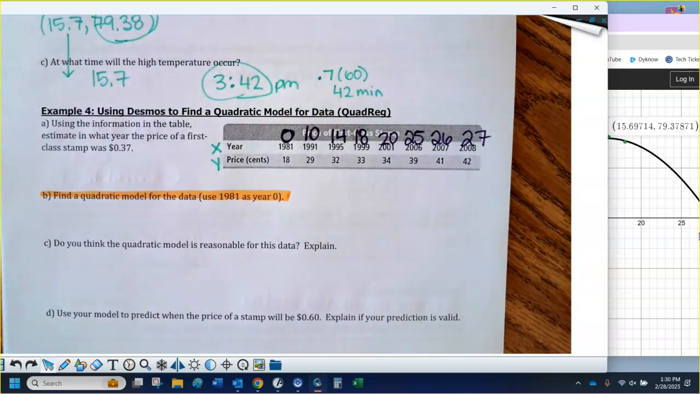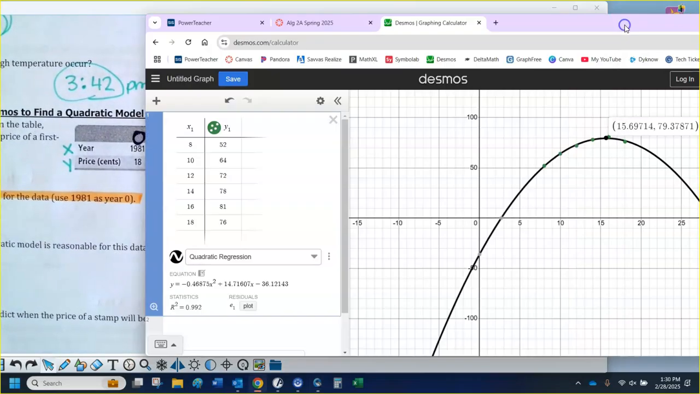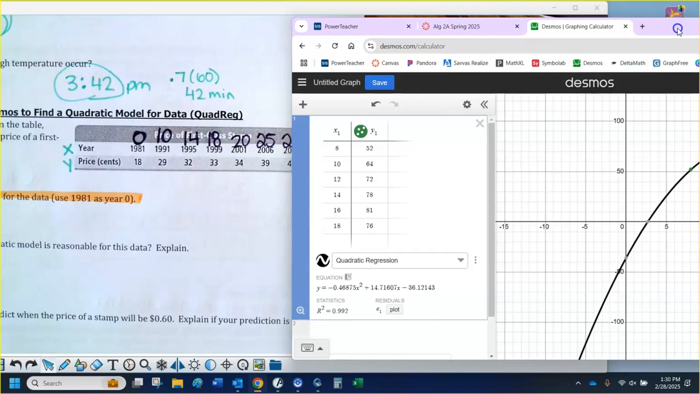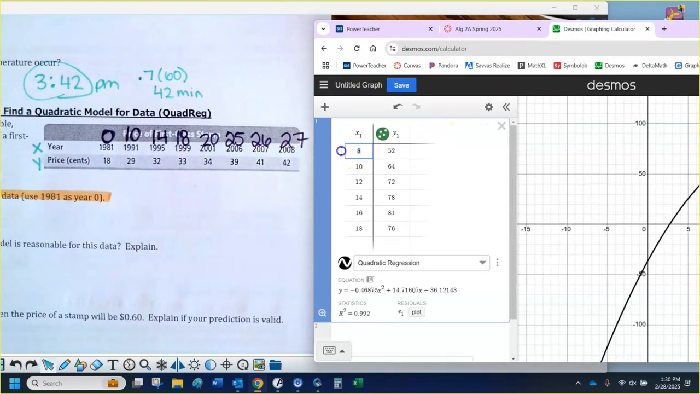But we're just going to use those for our x values instead of the actual years, so we don't have to write such big numbers. So let me see if I can get this on the screen. I'm going to slide this over and type these guys into the table on the Desmos. So we're just going to start with 0. That's going to represent 1981.